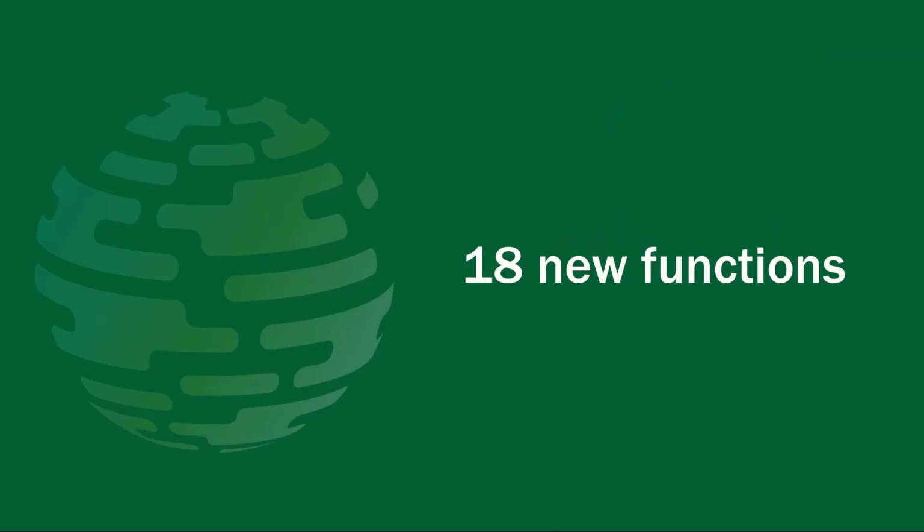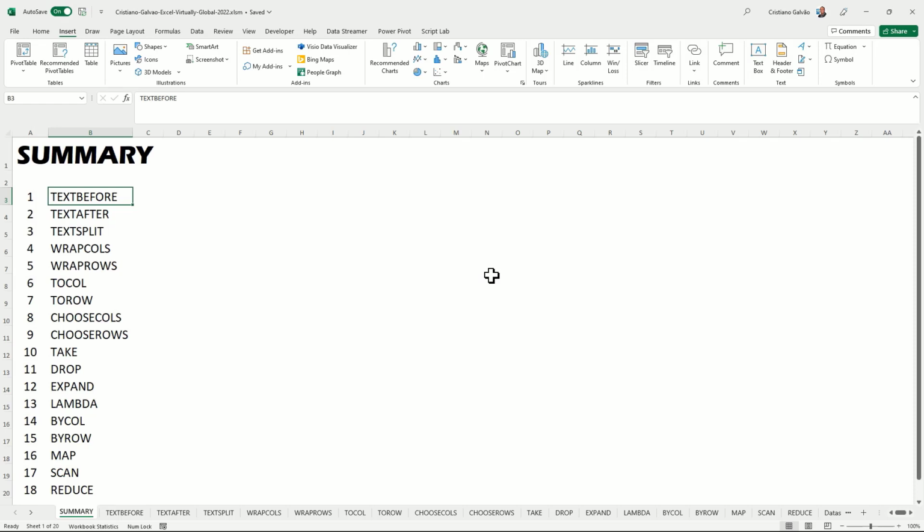Now, let's see some of the 18 new functions in Microsoft Excel that will help you unleash the power of data analysis and many other usages on spreadsheets. This is the summary of the 18 new functions that we are going to explore in this session. We have some text functions, wrap functions, selection functions, lambda, and lambda helper functions. Let's get started with text before.